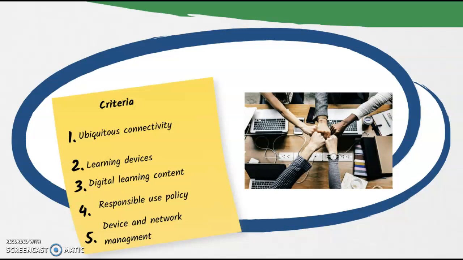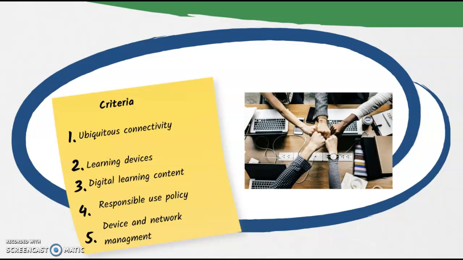Third, the digital learning content. Is there material available to the students and staff online? Then the responsible use policy: the school's policy to ensure that the students are using their devices and technology appropriately, and this policy ensures that the students' privacy is protected. And then the last criteria I focused on was the device and network management, which is the staff that's available for the maintenance and upkeep.